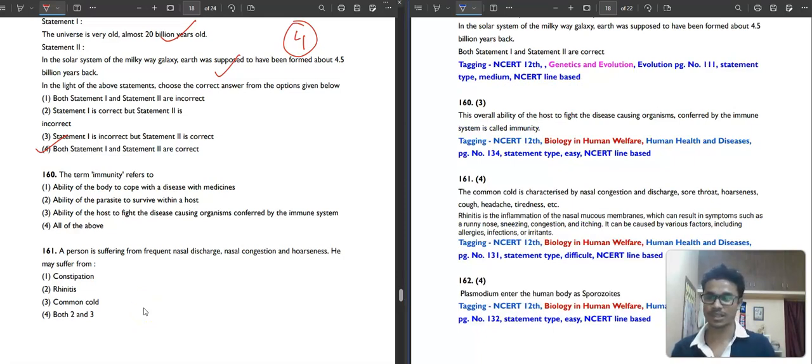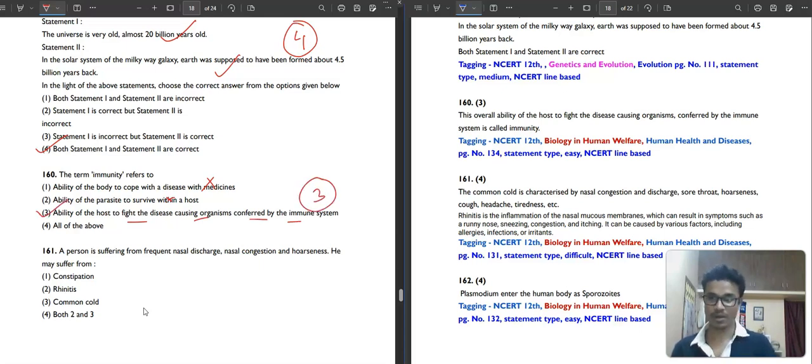Question number 160. The term immunity refers to what? The ability of the body to cope up with the disease with medicine, not at all. Then the ability of the parasite to survive within the host, that is not immunity. Then the ability of the host to fight the disease causing organism conferred by the immune system, definitely. Easiest question.